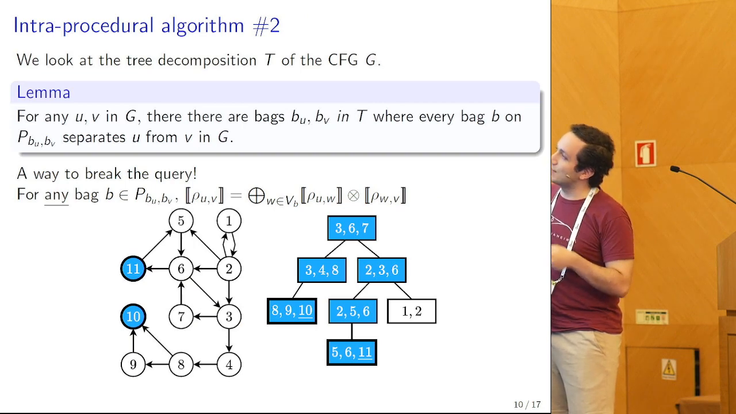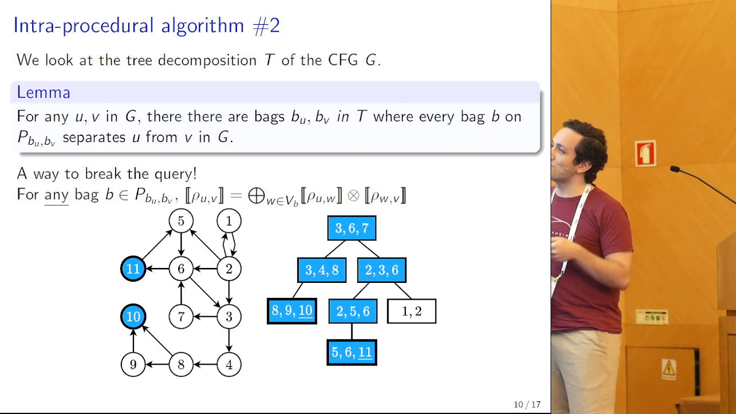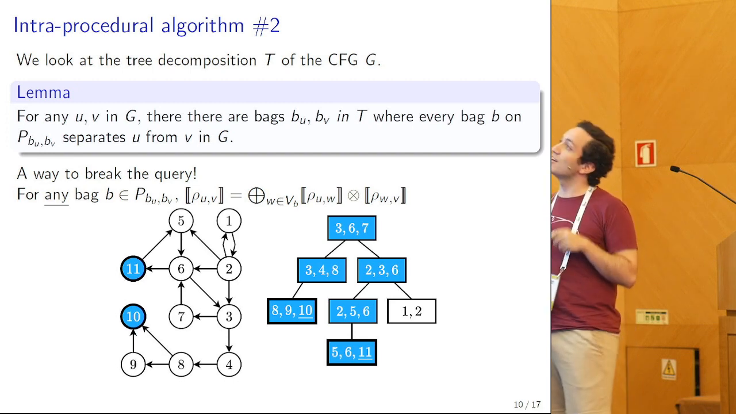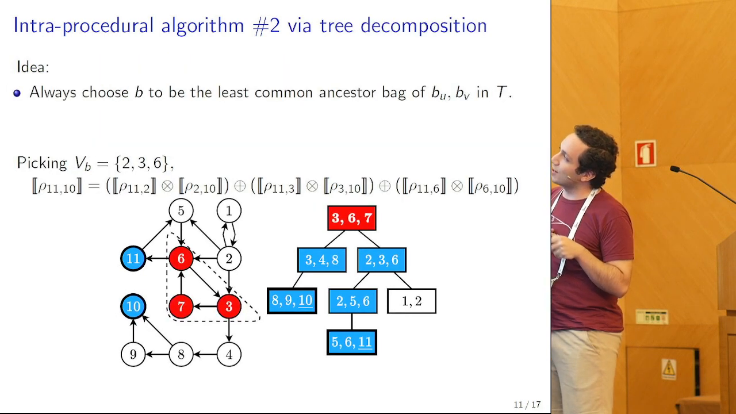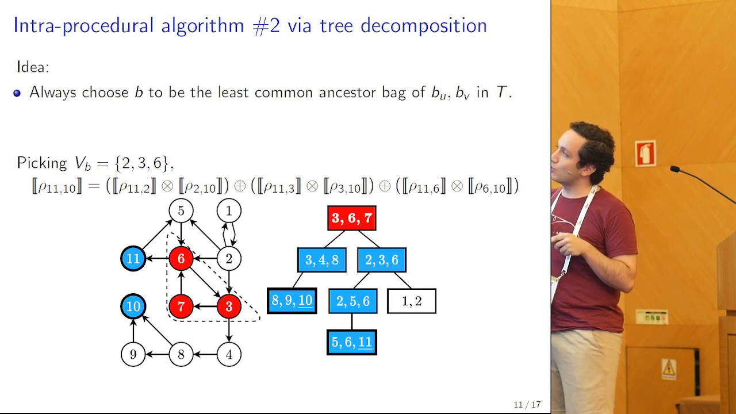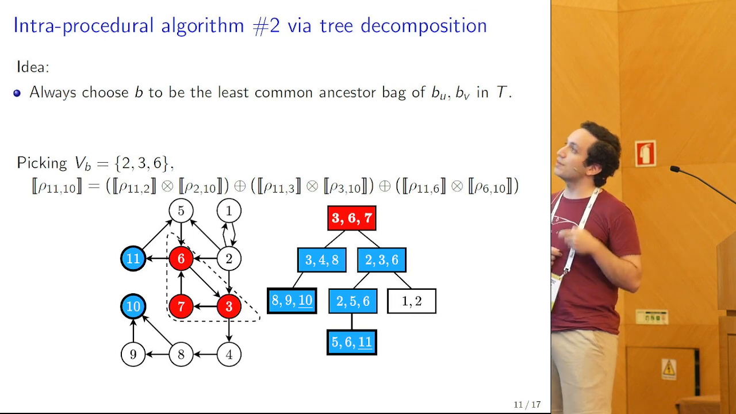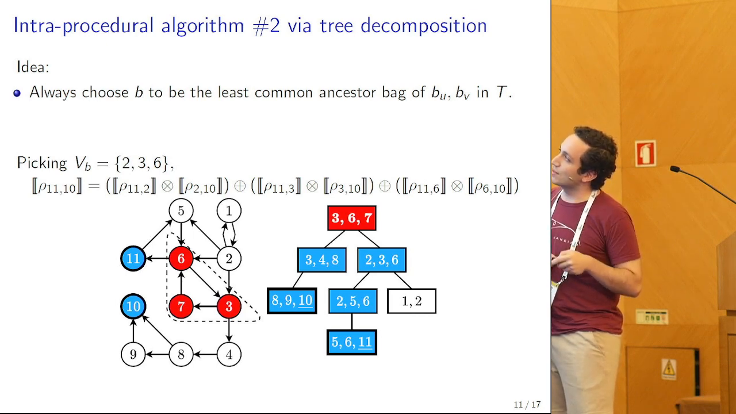And so this doesn't only give us a way to break our query, it gives us a choice as to where to break our query. And our idea is to make one canonical choice, which is always the least common ancestor of BU and BV. So in this example, we'd always pick this bag and break our query there. So here's an example. If we pick this bag, a query from 11 to 10 would be expressed like this.